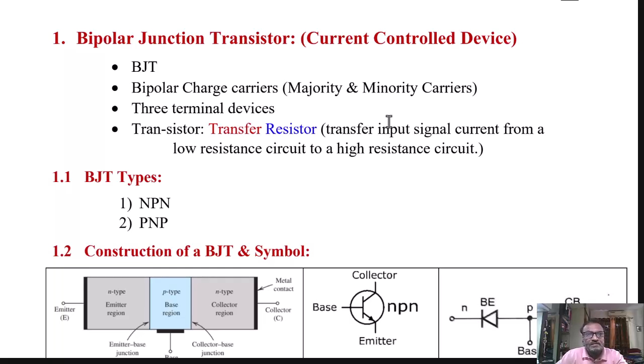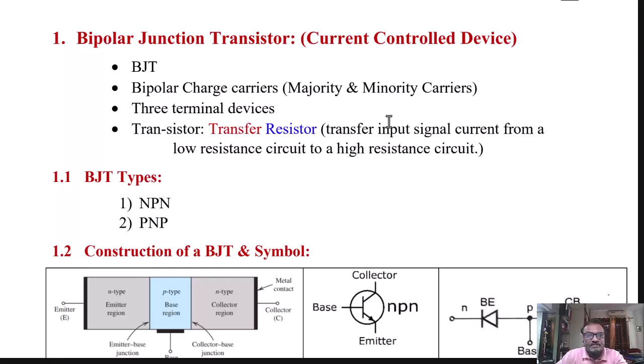The first device is the Bipolar Junction Transistor. BJT is basically a current control device, which we will see shortly. Bipolar junction transistor, also abbreviated as BJT, uses two types of charge carriers, holes and electrons. That is, majority and minority charge carriers for conduction of currents, and therefore it is a bipolar device.